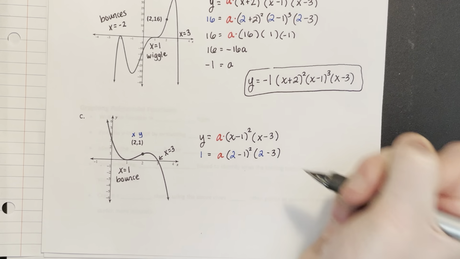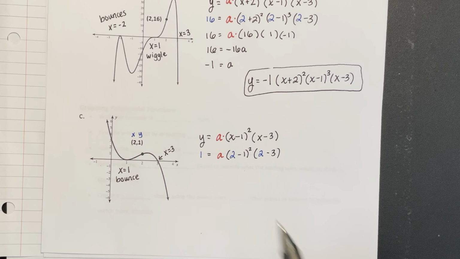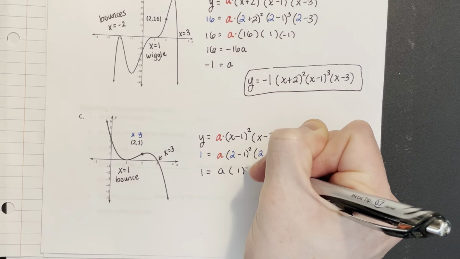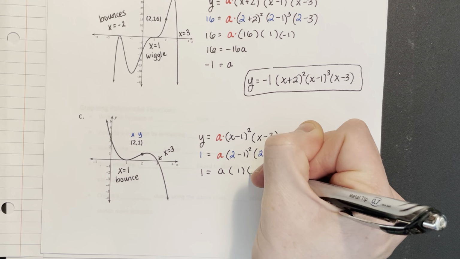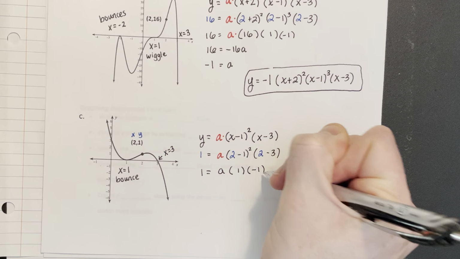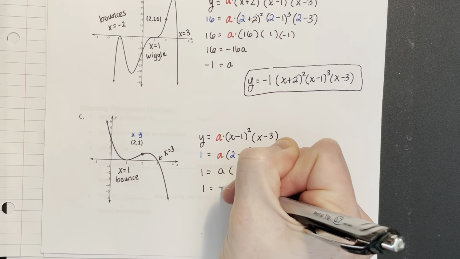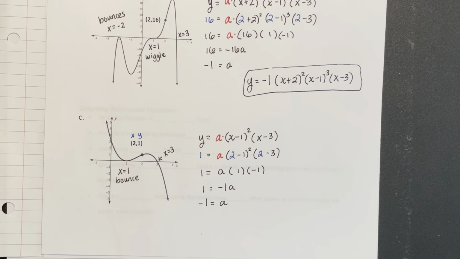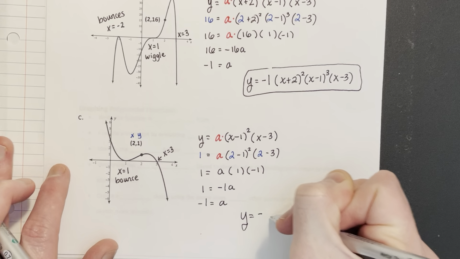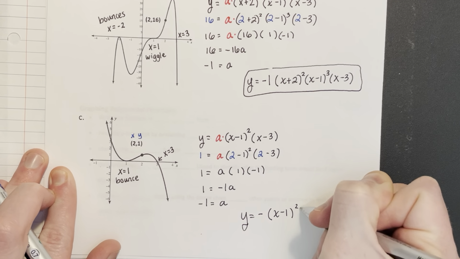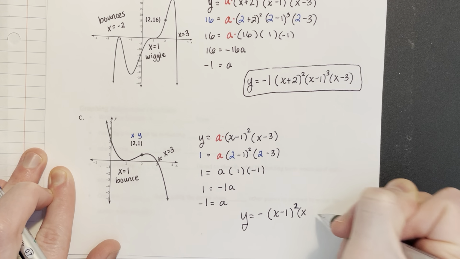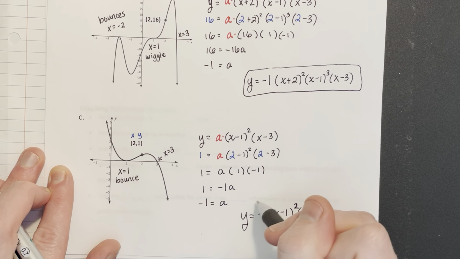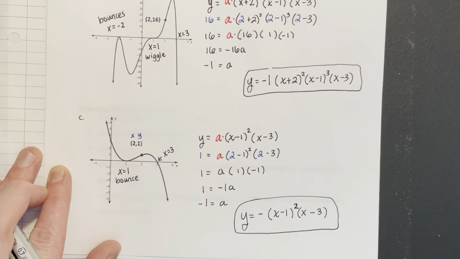Now that we've got our x's and y's, the only unknown is a, and now we can solve for a. So 2 minus 1 is 1, 1 squared is 1, 2 minus negative 3, or 2 minus 3, is negative 1. So we end up with 1 equals negative 1a. So a is negative 1. And our final equation would be negative (x minus 1) squared (x minus 3). You can write a negative 1 there, or just leave that as a negative.